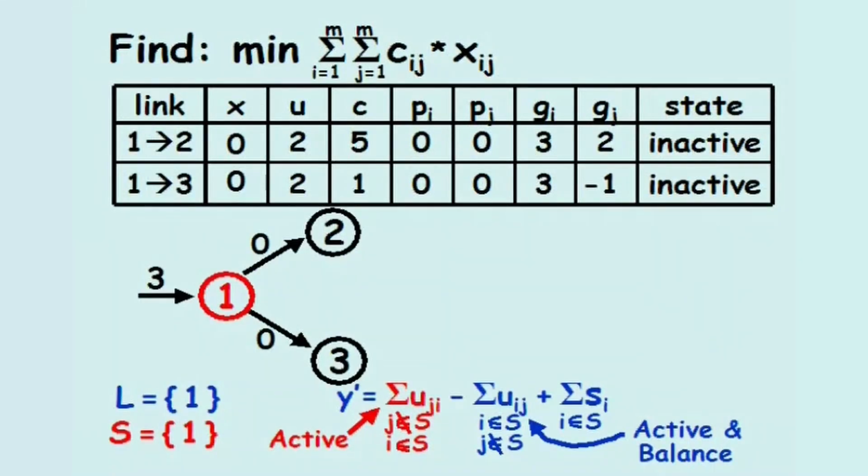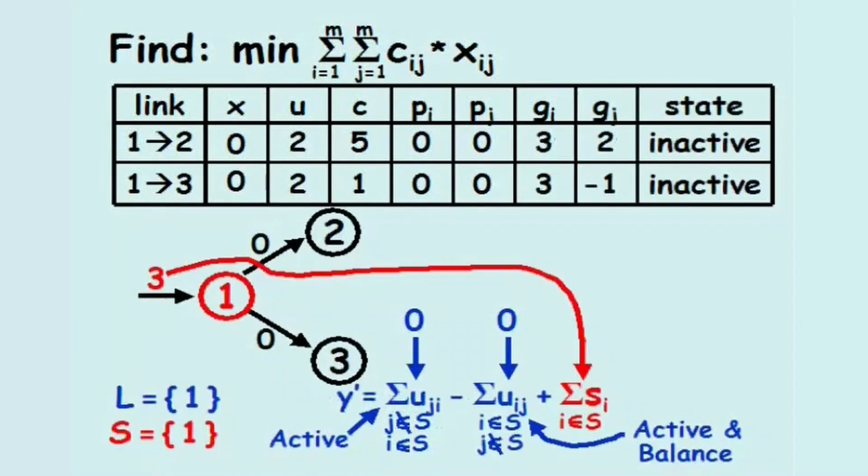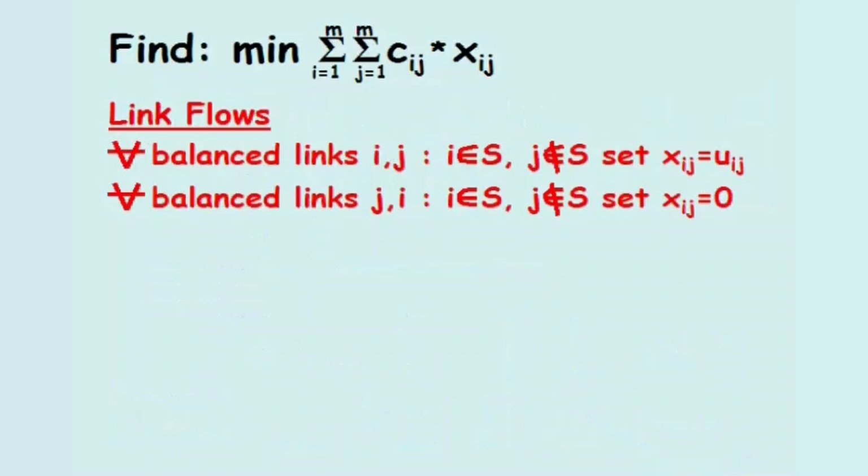Since there are no active links entering set S, the first term equals 0. Since there are no active links exiting set S, the second term equals 0. The sum of the sources to nodes in set S equals 3, which makes y prime equal to 3. Since y prime is greater than 0, increasing the dual variables for all nodes in set S will increase the dual objective function, which is what we want. Changing the dual variables is sometimes called price changing.